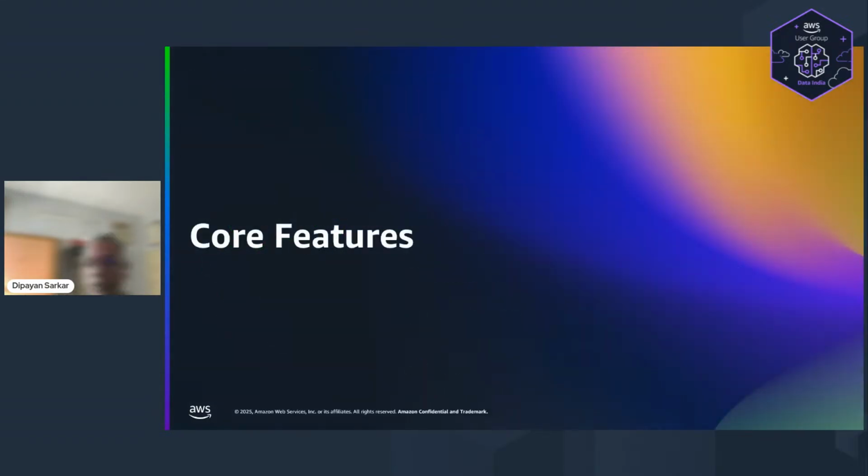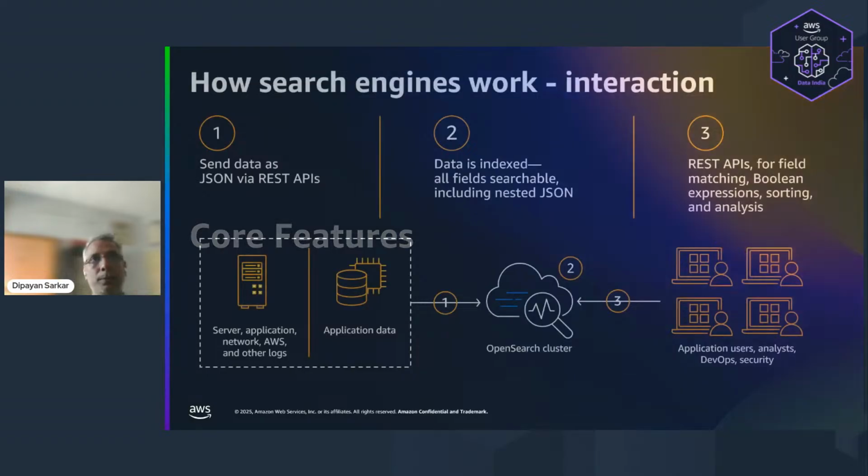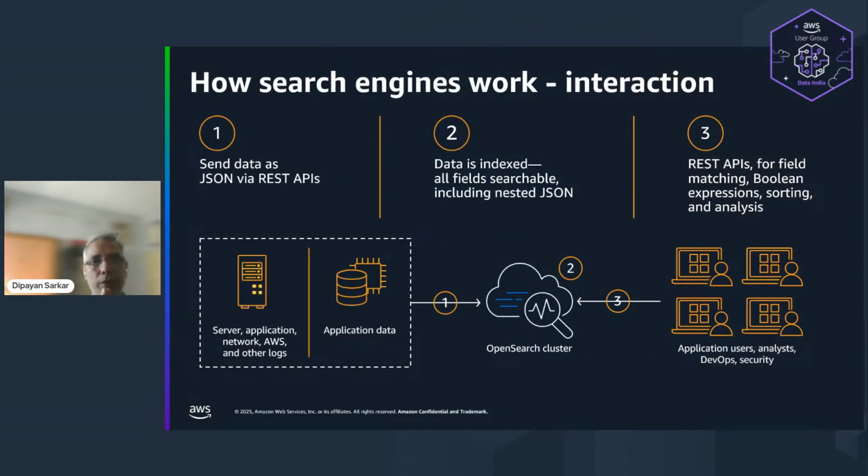Now, what are the core features of OpenSearch, right? So basically, if you look at OpenSearch, it comes in the database form, right? But if you look at the database world, it has cooler features than the normal databases we see in our database world, right? Because it's built on top of the interaction model for search engines. So it's very simple, and it's a REST API based technology.